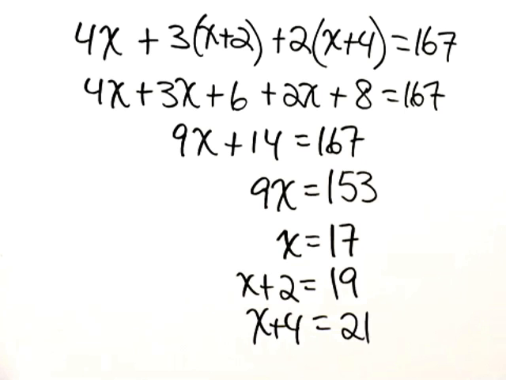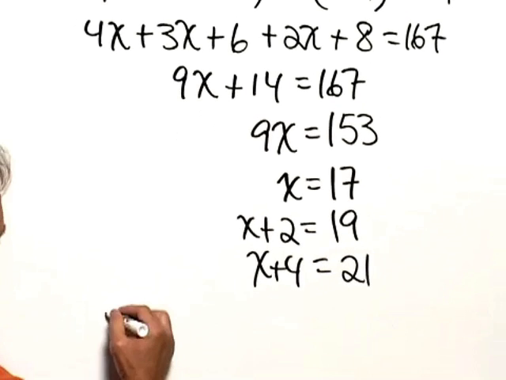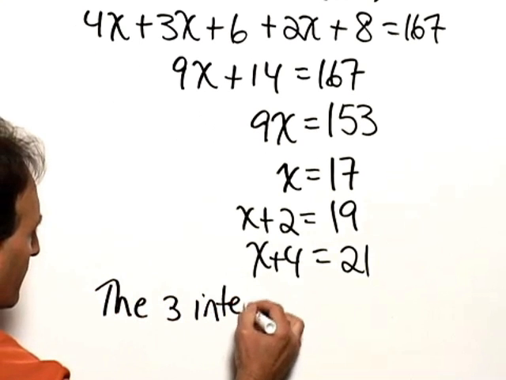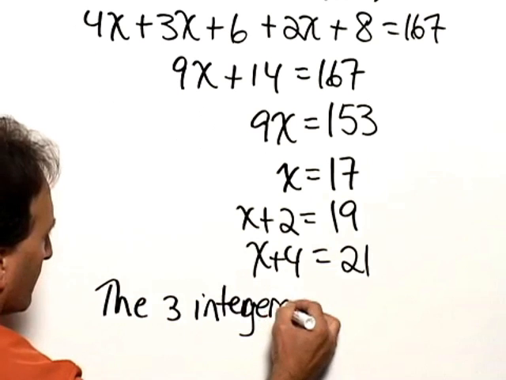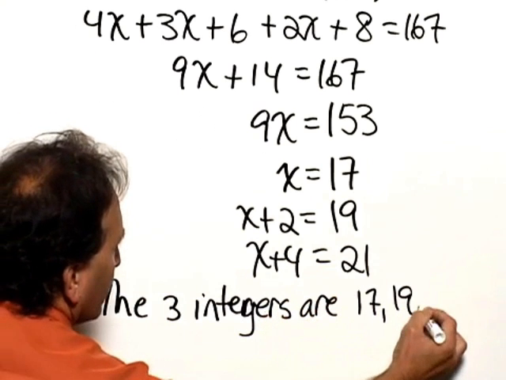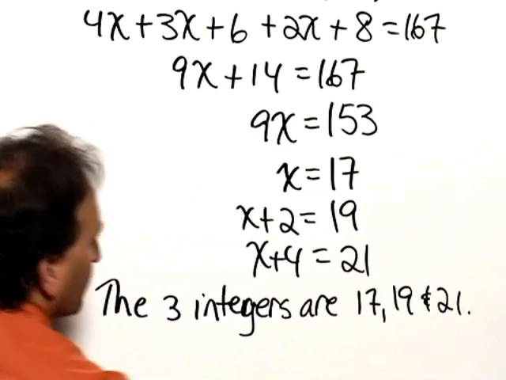and therefore it checks. So the fifth step in the process is to state the answer. So what we would say is the 3 integers are 17, 19, and 21.